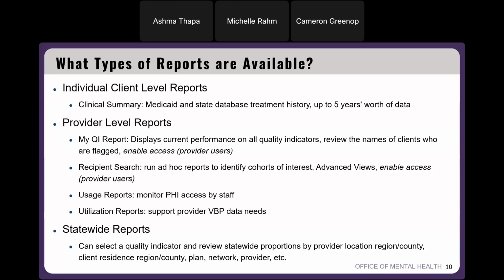And then utilization reports are really meant to support provider-driven value-based payment data needs. And then lastly, our statewide reports I just mentioned. Here you can select a quality indicator and review those statewide proportions by provider location, region and county, client residence, region and county, plan, network, provider, etc. So that's our brief PSYCKES overview.